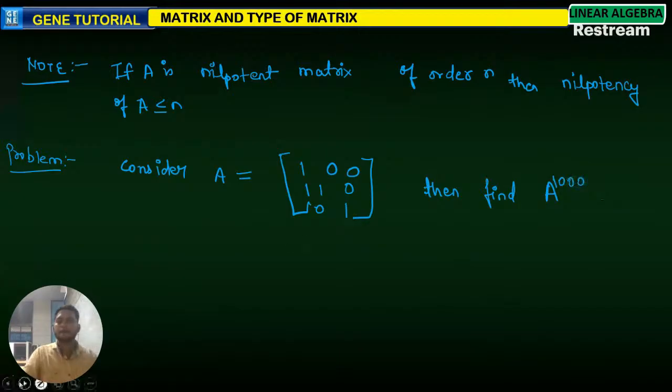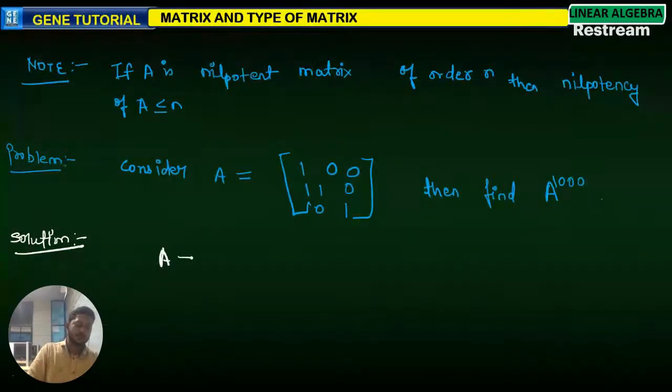Okay, so here is the solution for this problem. Consider a matrix A and find A to the power 1000. How could you find A to the power 1000? First of all, take a matrix A which has entries like this: 1 0 0, 1 1 0, 1 0 1.